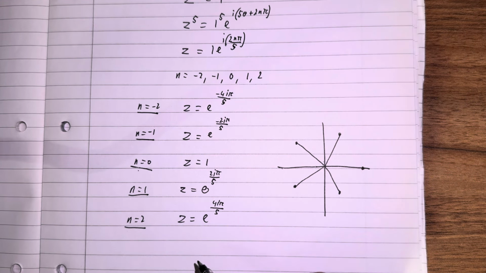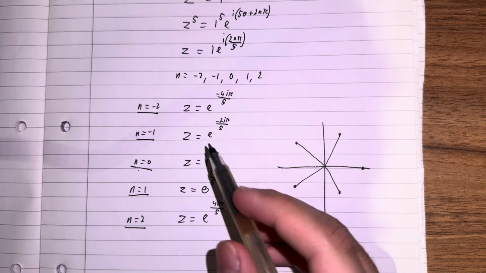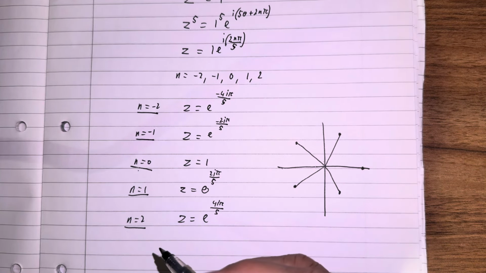z equals e to the 4i pi over 5, e to the 2i pi over 5, z equals 1, and then these two above with the negative angles.